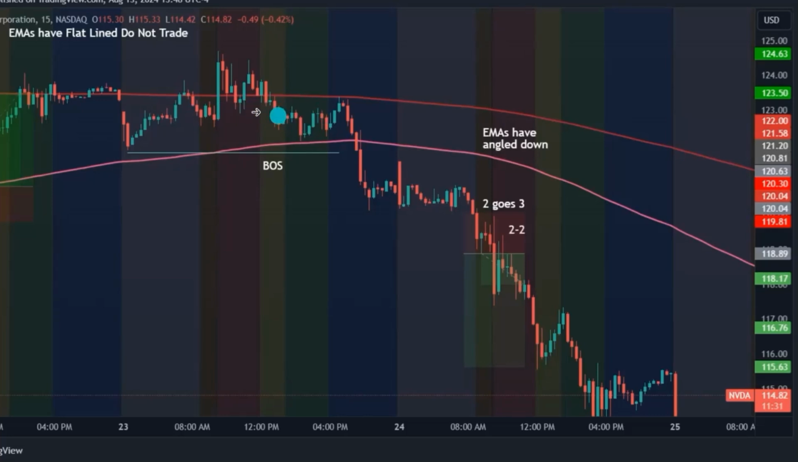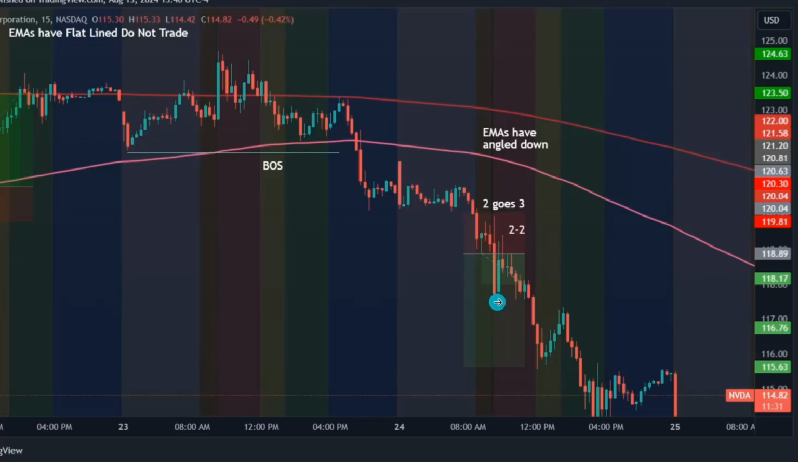In our last example, we see price again consolidates, and we see that the EMAs have flatlined. We do not trade during that time period. Then once price has broken structure and the EMAs are angled down, that gives us a clue to start trading. So we see this 9:30 time slot. Price again takes liquidity. It becomes a 2, but then it goes 3. And you could enter again right when price clears this 2 candle and catch that move to the downside.